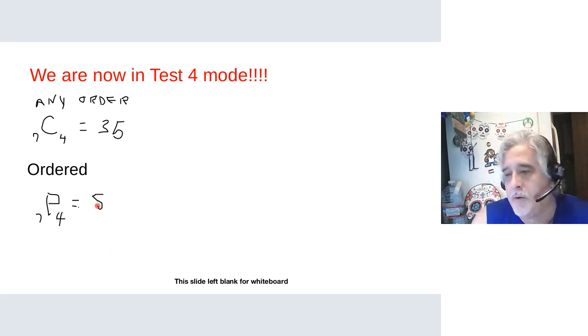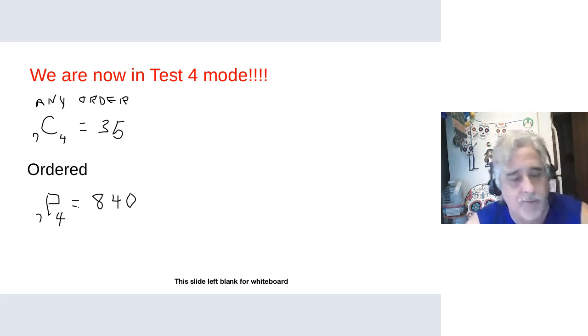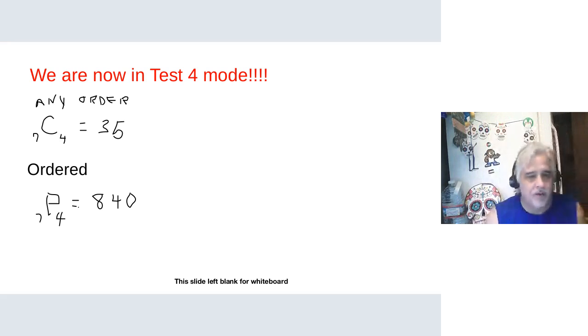$840. And as I said, the difference in these two is that this C has got an extra 4 factorial down there in the denominator, which is 24. So if you take 35 times 24, you get the 840. So if you get good at it, you can kind of take advantage of those little things.